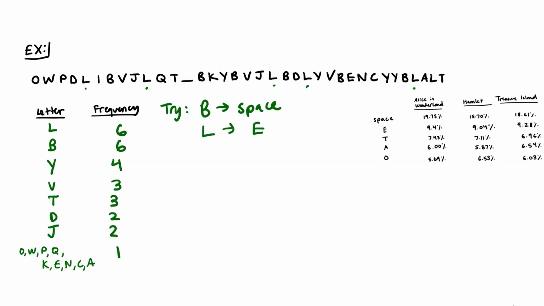So if B is a space, then this is a space, this is a space, this is a space, this is a space, this is a space, this is a space. I feel like I'm... 1, 2, 3, 4, 5, 6. Yeah. Okay. And then all the L's will be E's.